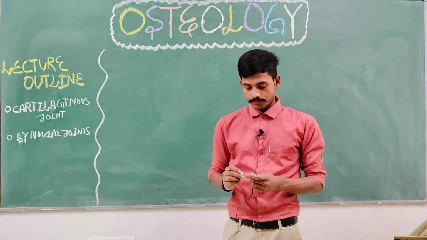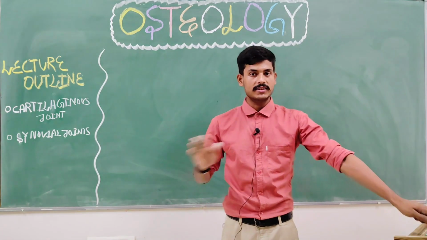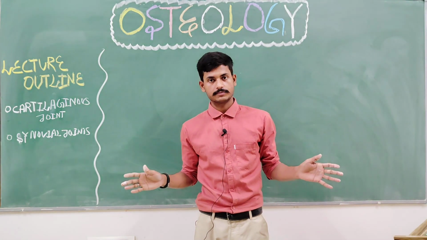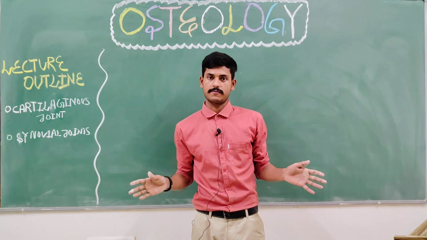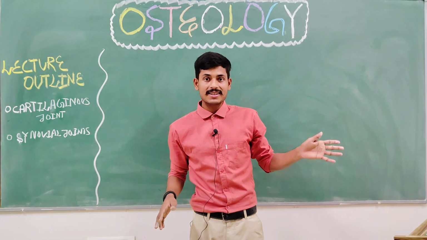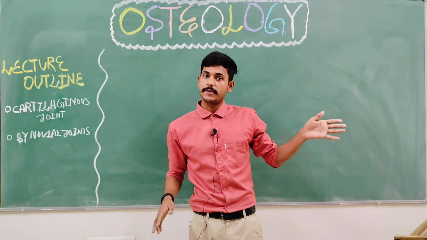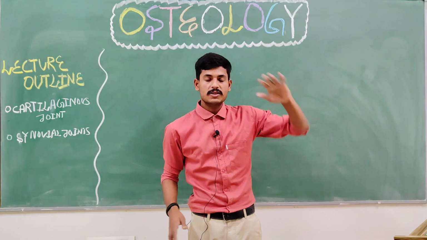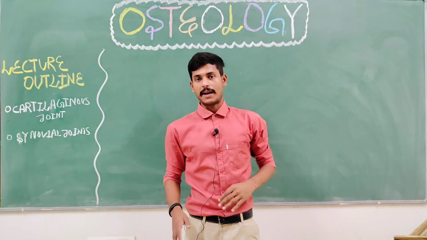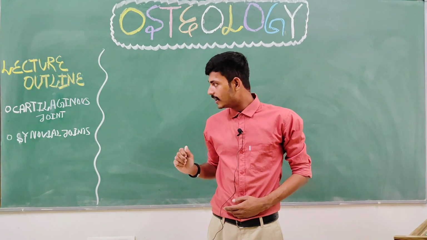If you remember from the previous lecture, we divided the whole entire joints in the human body into two systems of classification. One is histological, on the basis of dominance of tissue, which type of connective tissue is involved. On that basis, we divided joints into three types. The first one is fibrous joint, second one is cartilaginous joint, and third one is synovial joint.